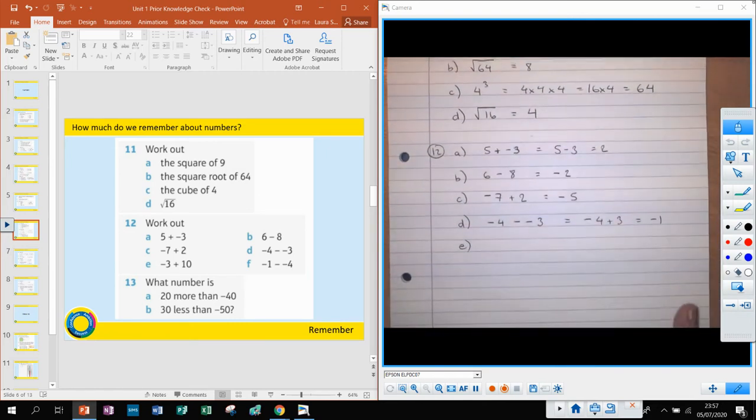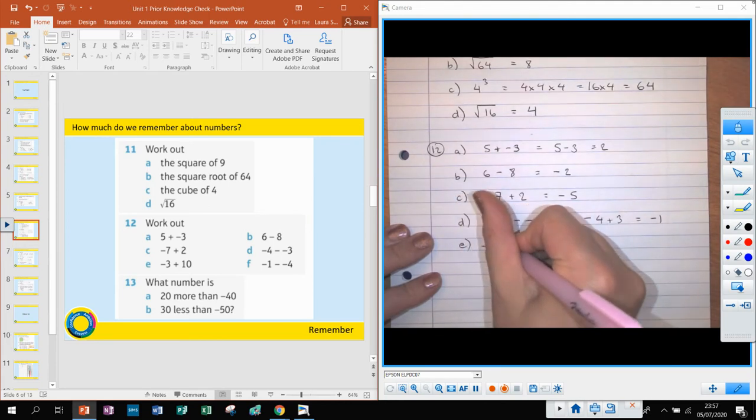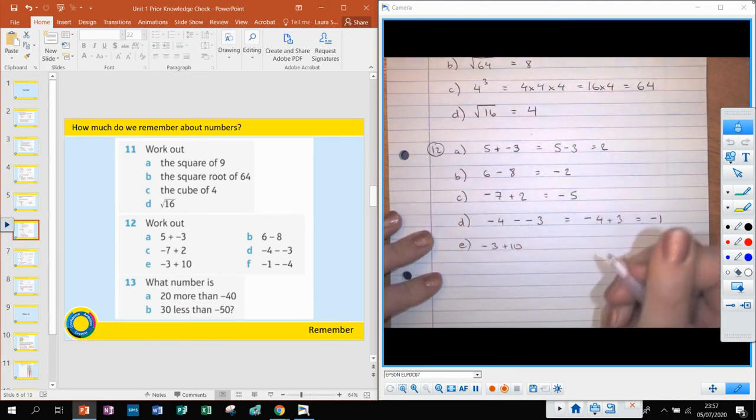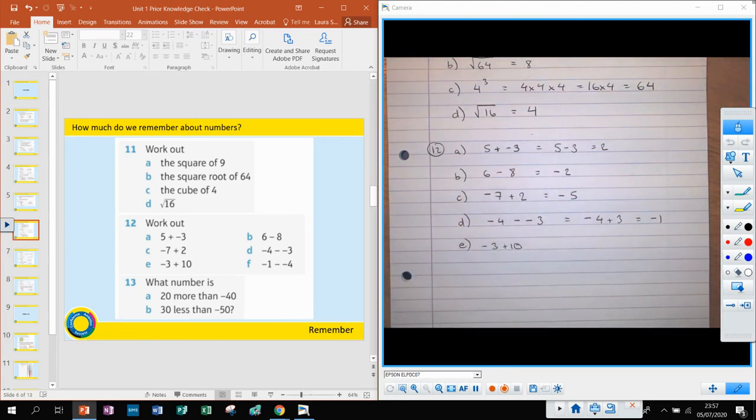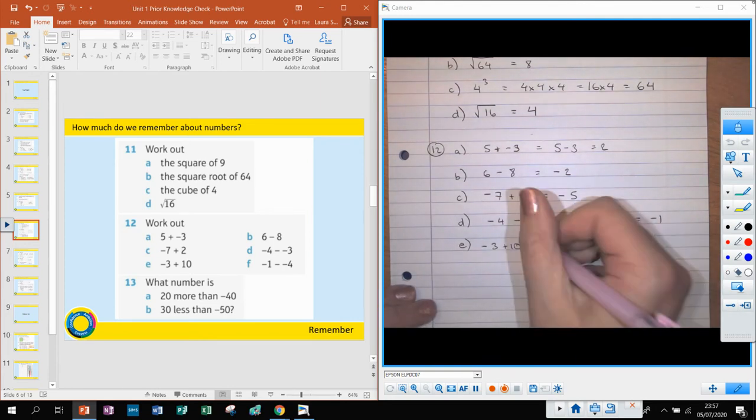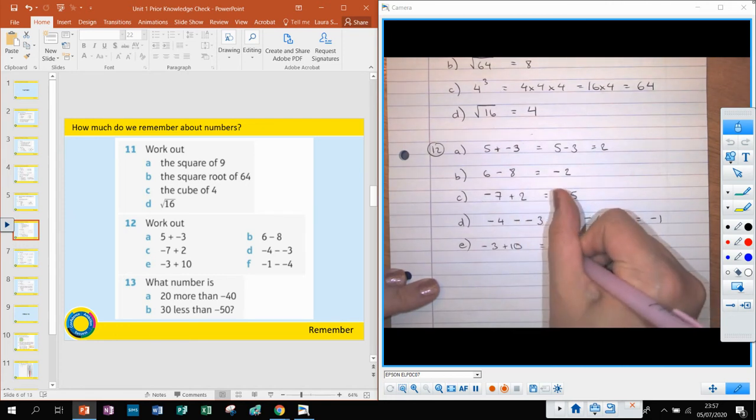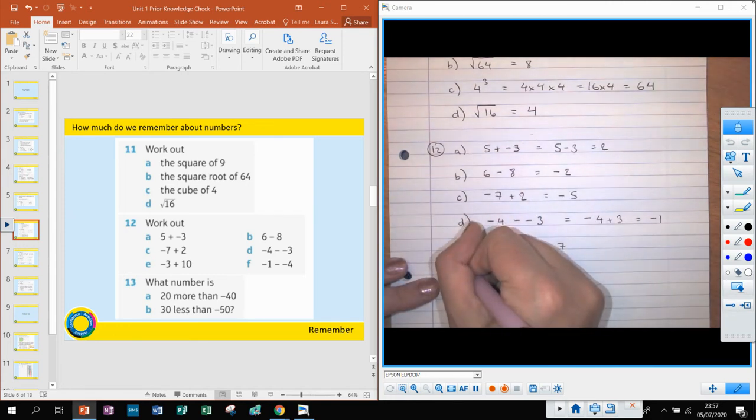Part E, we have negative 3 add 10. So again, if we think about temperature, you're at negative 3, that's 3 below 0. You're going to add 3 to get to 0, and you're going to be left with 7. So the answer to that one is 7.